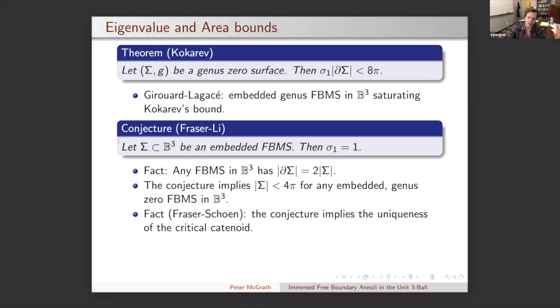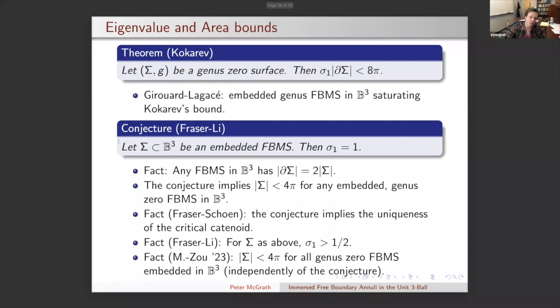So this eigenvalue conjecture is believed to be difficult. The best known progress in general for this conjecture is that you can always prove the conjecture up to a factor of 2, so that the first Steklov eigenvalue is at least a half.